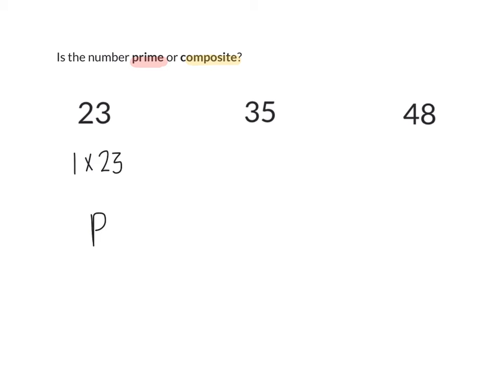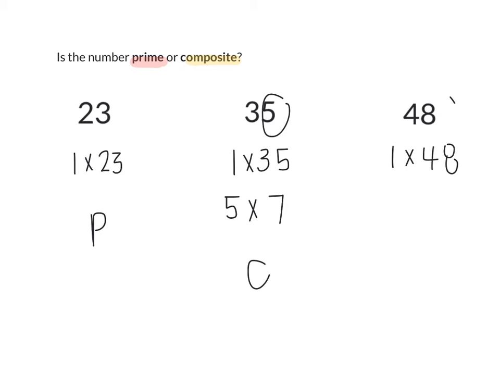What about 35? Is it prime or composite? I know for sure it's 1 times 35. But I see it ends in 5, which means I can do 5 times 7, which means it's composite. What about 48? I know for sure I have 1 times 48, but it ends in an even number, which means I must be able to do 2 times 24. Good. Which means it is?